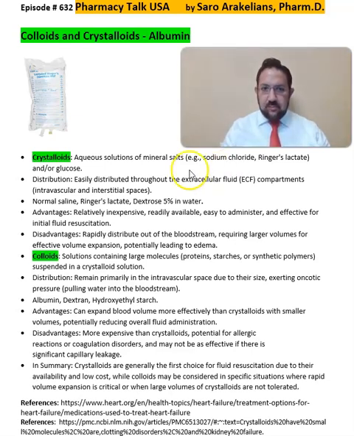or glucose. Distribution-wise, they're easily distributed throughout the extracellular fluid compartments, including the intravascular and interstitial spaces. They include normal saline, Ringer's lactate, dextrose 5% in water.